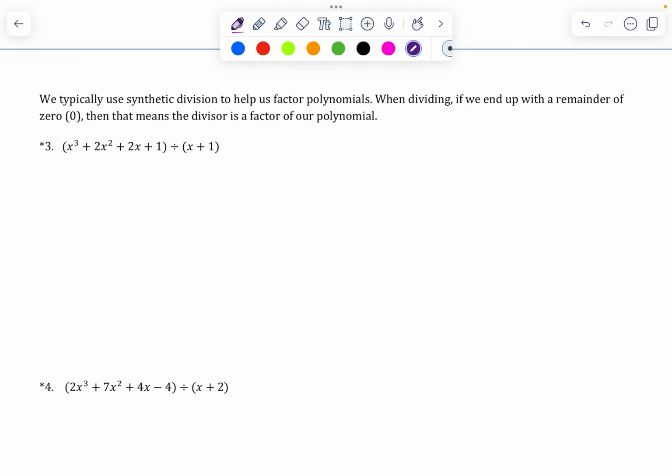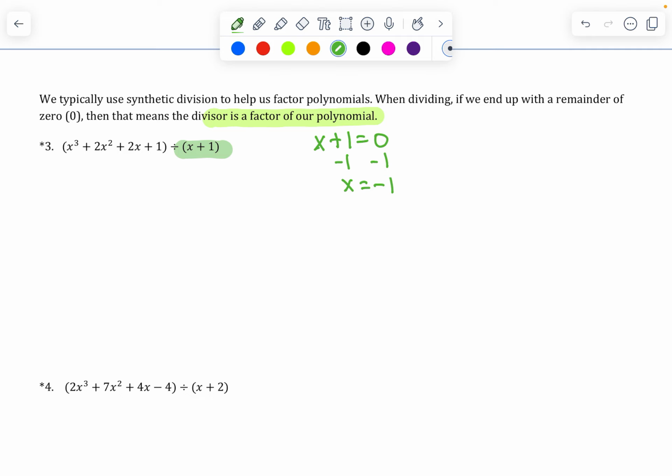Okay, number 3. We're going to do the same thing, but we're going to see if these are actually a factor of the polynomial. And I'll explain that as we get there. You're going to do it the same way we've been doing these problems. Grab your divisor, set it equal to 0. So x plus 1 equals 0. Subtract 1 on both sides, and x is a negative 1.